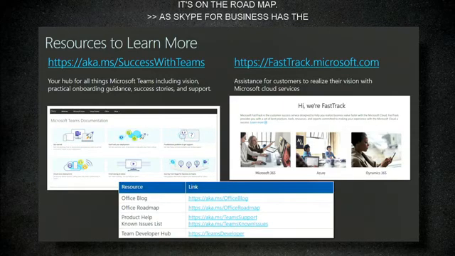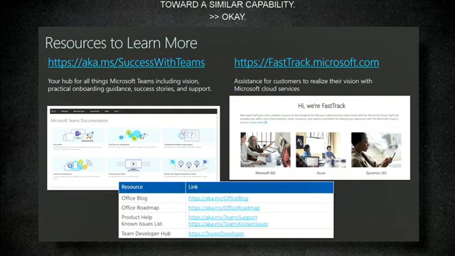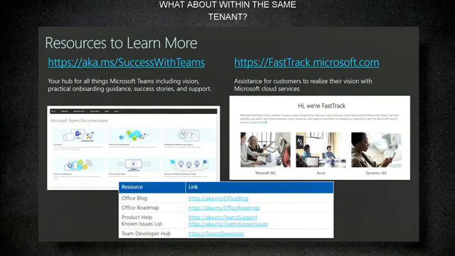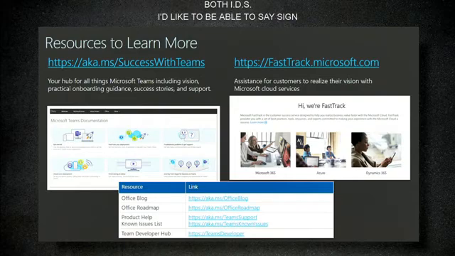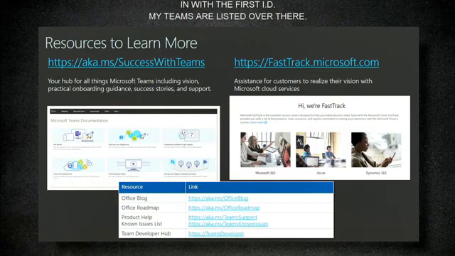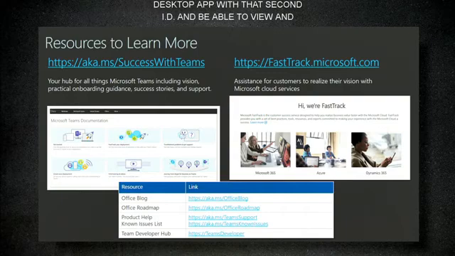Okay, and what about within the same tenant then? Because you did mention multi-tenants, but what about within the same tenant? So say I have 2 login IDs within the same tenant, and of course there are teams attached to both of those login IDs. I'd like to be able to sign in with the first ID, I've got all my teams listed over there, and then also sign in into the same desktop app with that second ID and be able to view and manage the other teams associated with the second ID. That's definitely not a scenario we've prioritized, but we should talk to you about how common that is.